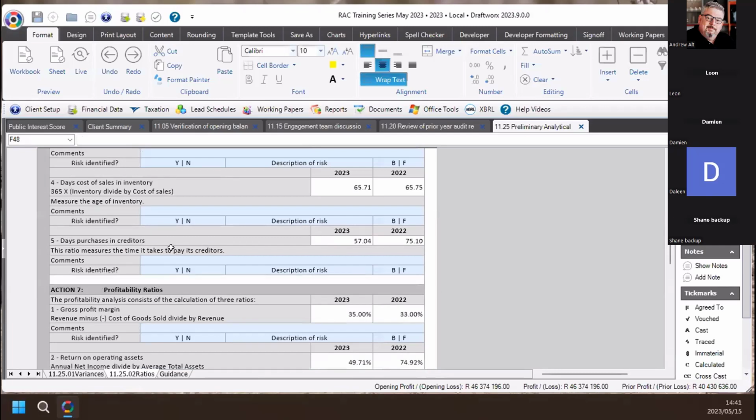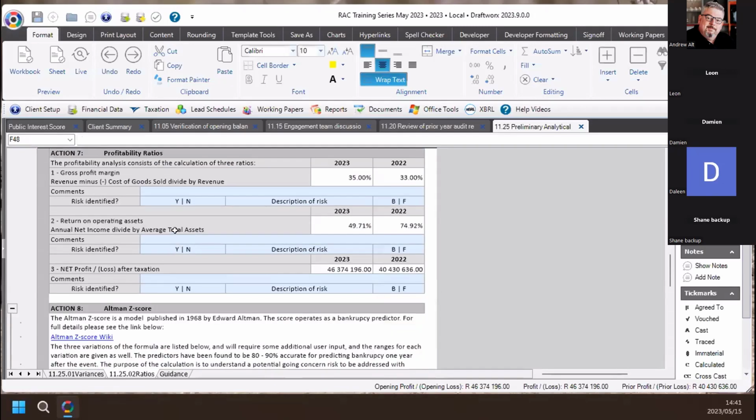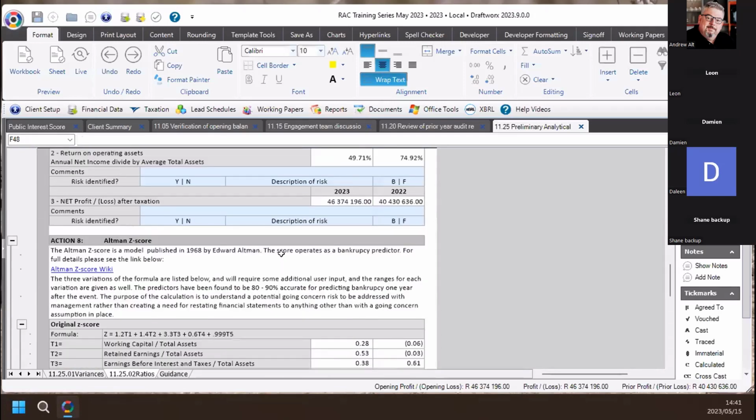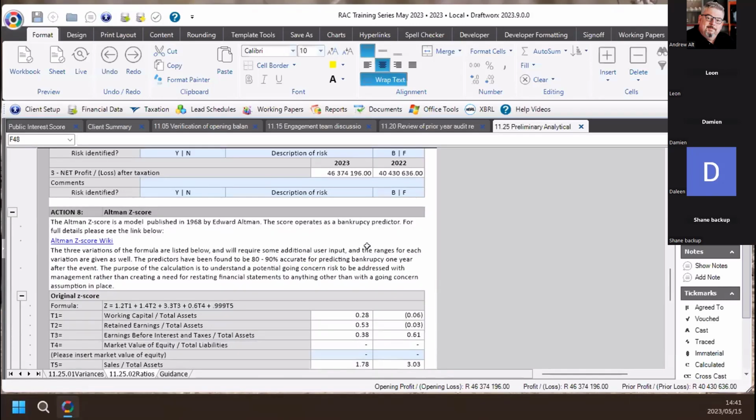They can never be an absolute answer as to whether or not there is a risk. But we then also have the Altman Z-score. Now, if you haven't heard about it, there is a link to the Wikipedia page. Briefly, it was brought about in the late 1960s, and this calculation has proved over time to be 80 to 90% accurate in predicting bankruptcy within 1 year after the event. So it's actually quite a good going concern calculator. Once again, it's not perfect, but that's fairly good odds in terms of predicting bankruptcy.